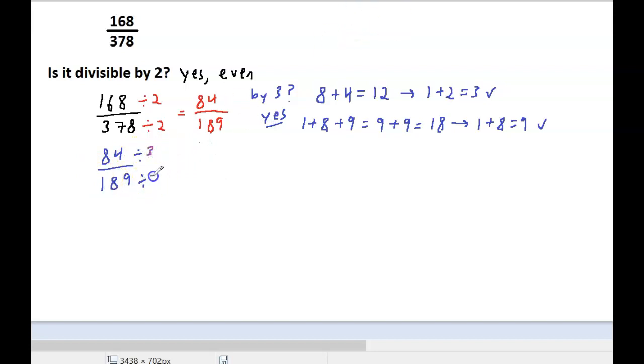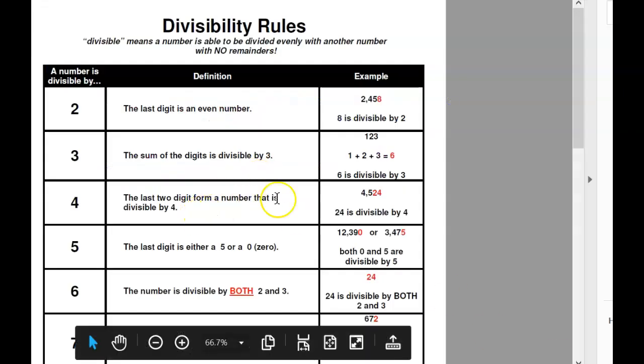84 over 189, both divided by 3. 84 divided by 3 gives us 28. 189 divided by 3 is 63. We could ask again, is it divisible by 3? So again, if we add up the digits, and if that's divisible by 3, it is. But 2 plus 8 is 10. That's not divisible by 3, so we already know the whole thing isn't.